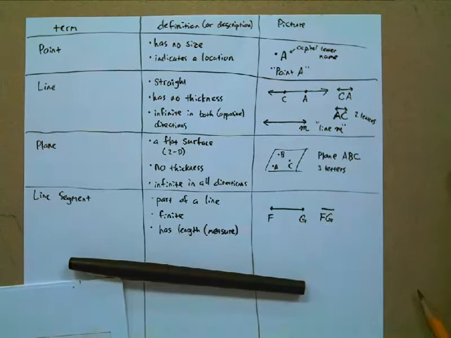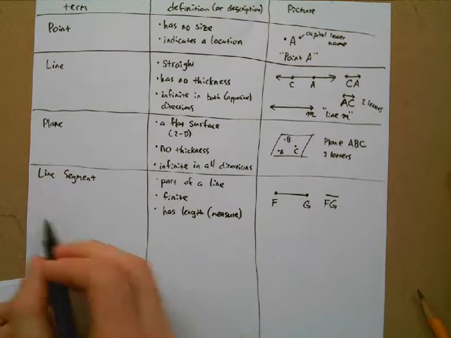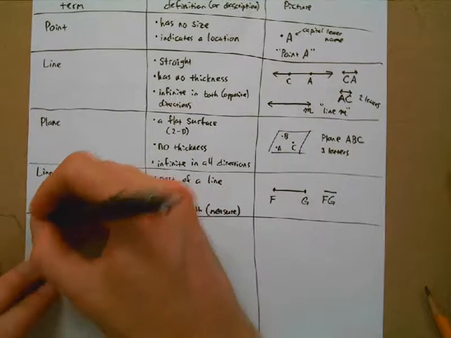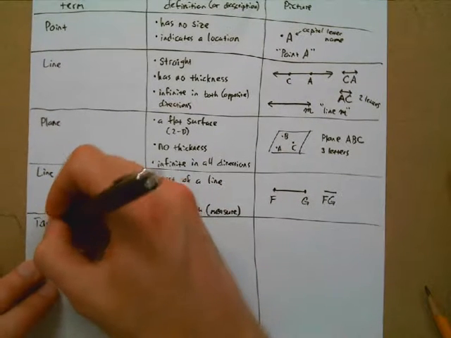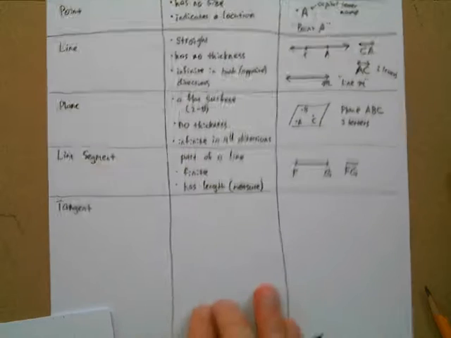All right. Oops. I actually drew a line there, but that's okay. All right, a ray. A ray, like a segment, is part of a line.